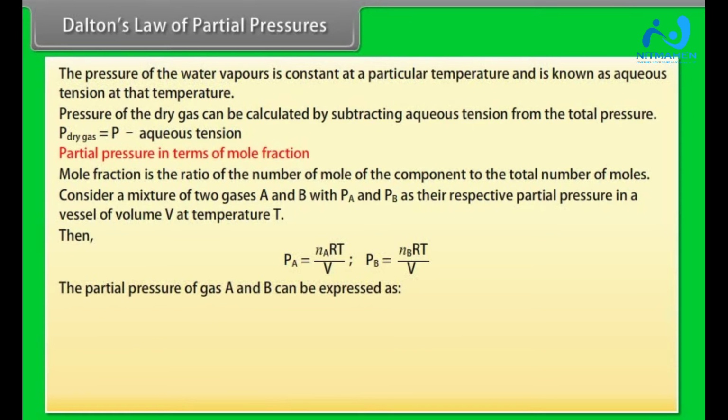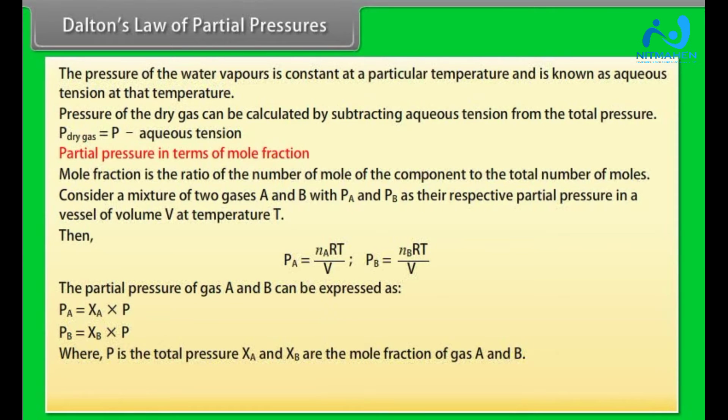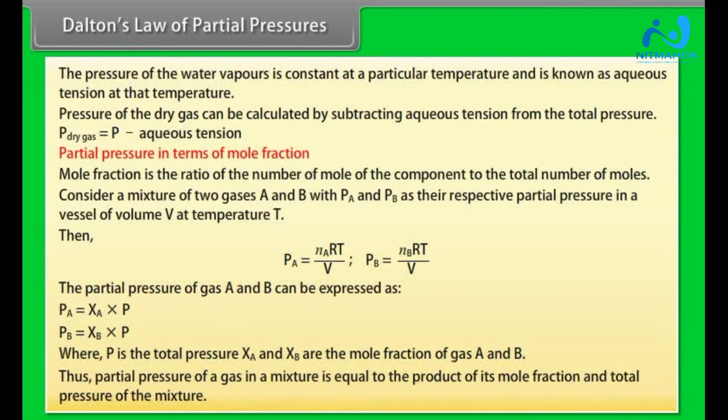The partial pressures of gas A and B can be expressed as PA is equal to XA into P, and PB is equal to XB into P, where P is the total pressure, and XA and XB are the mole fractions of gas A and B. Thus, the partial pressure of a gas in a mixture is equal to the product of its mole fraction and the total pressure of the mixture.